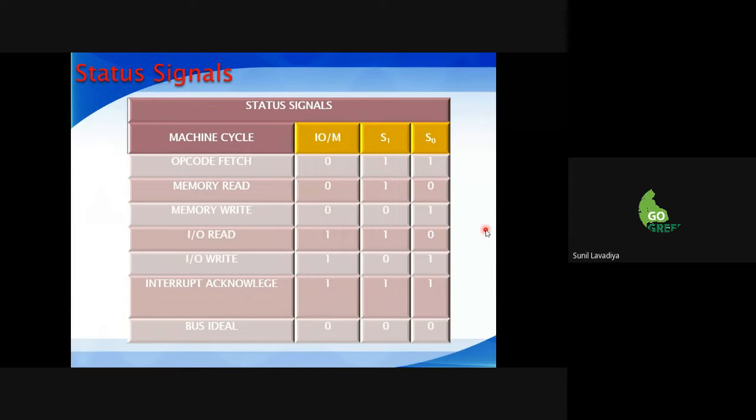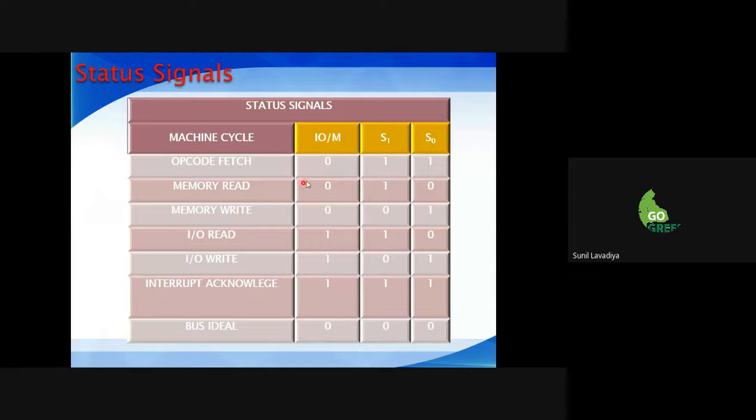Along with that, there are some status signals also. That is what you need to remember. We had already prepared a diagram of this earlier. If IO/M is 0 and S1 S0 are 0 1, it is called opcode fetch. If S1 is 1, S0 is 0 and this one is also 0, then it is called memory read. This is 0 and this is 1, and IO/M is 0, then it is called memory write.